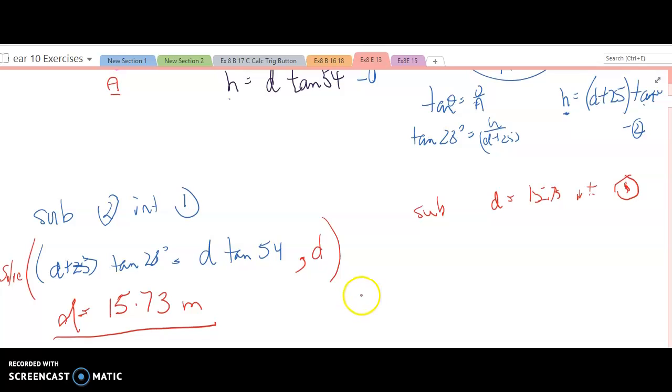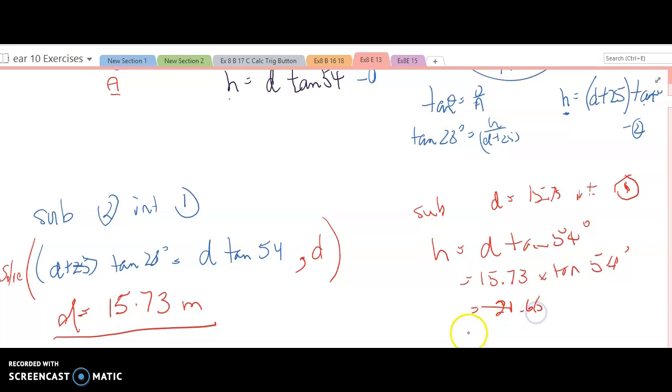So therefore, H equals D tan 54 degrees equals 15.73 times tan 54 equals 21.66, and we get 21.67 or 21.7 meters.